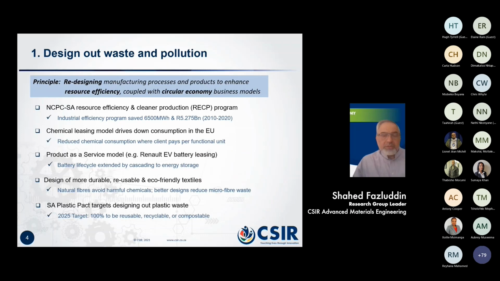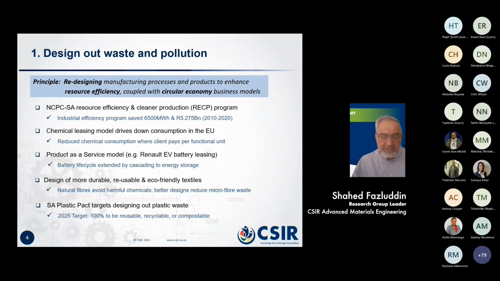By redesigning products and manufacturing processes and employing circular business models, significant resource efficiency gains can be made. For example, the National Cleaner Production Center, a DTIC-funded program hosted by the CSIR, has achieved notable energy and cost savings over a 10-year period under its Resource Efficiency and Cleaner Production Program, as indicated here.